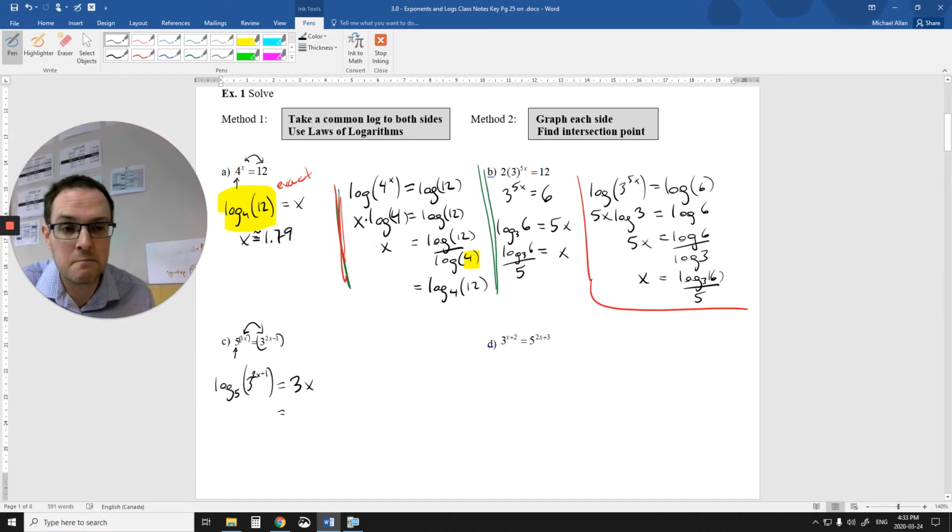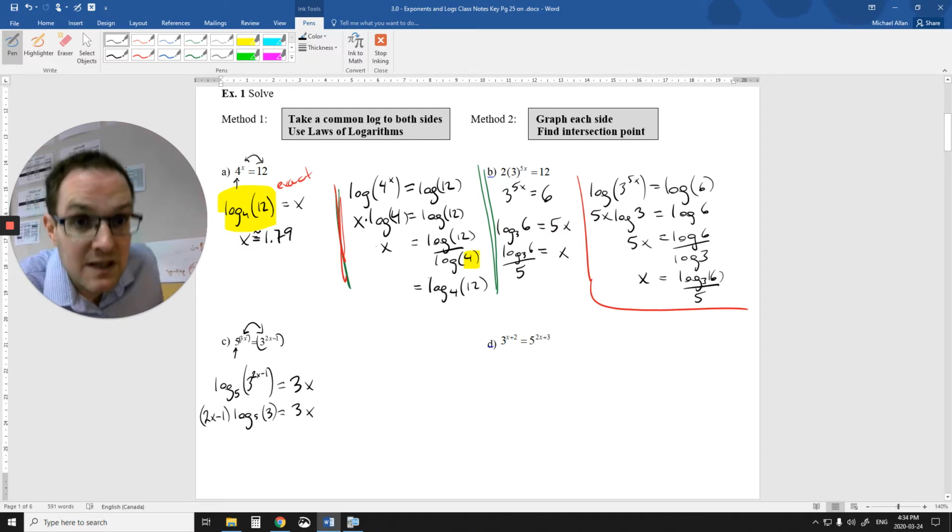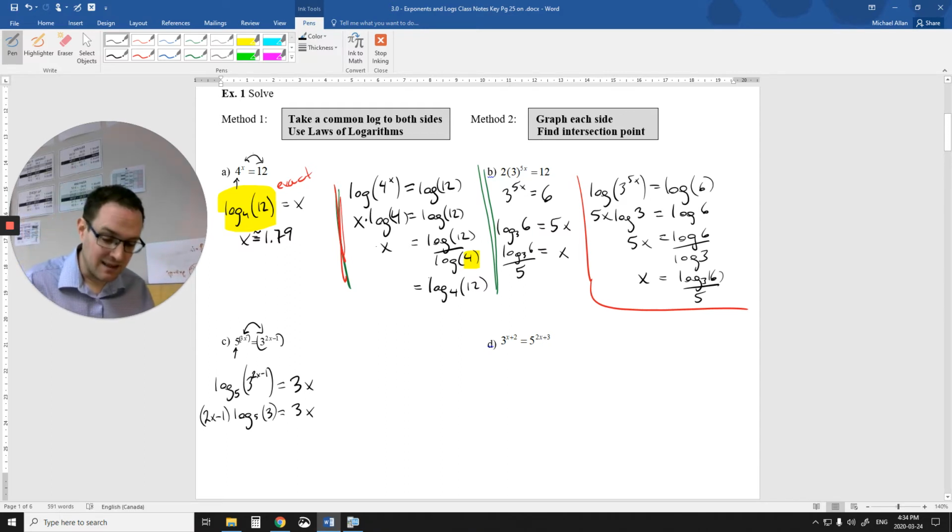I got it done the other way. I got to make the base 3, and the 2x minus 1 comes out the other side. That's fine. Doesn't really matter how you do it. Now that exponent's now going to drop down. Then you're going to multiply with log base 5 of 3, 3x. Now it gets a little confusing at this point because you got to think, how do I get the x by itself? It's going to get kind of ugly.